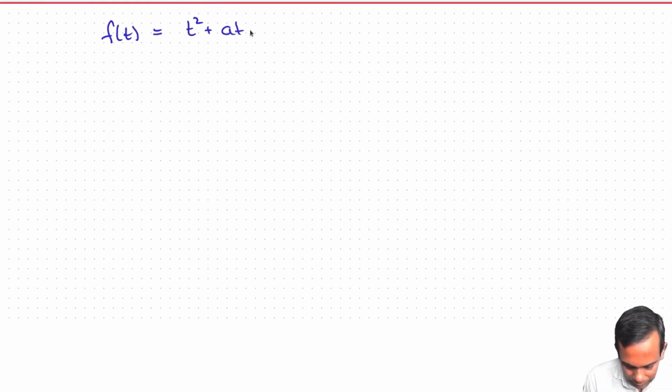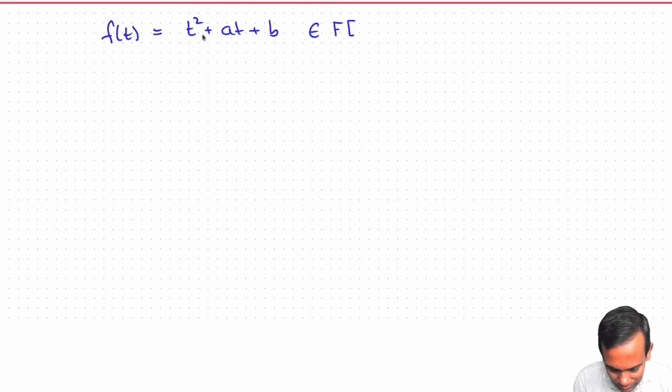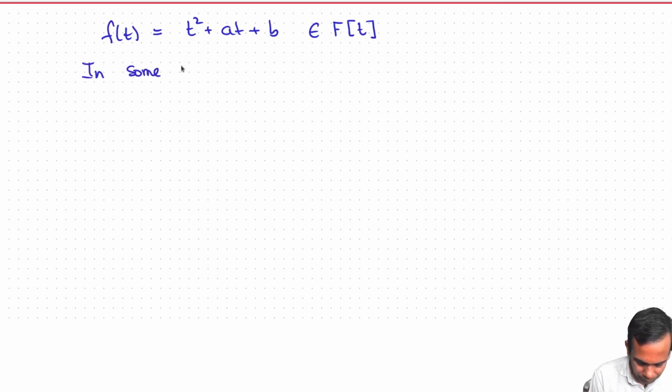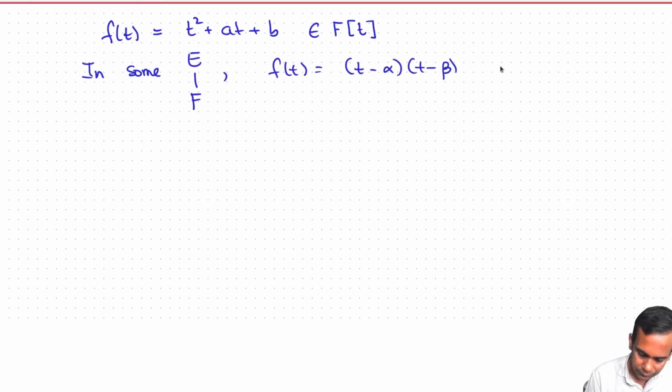But let's ask, suppose we have a polynomial f(t) equals t squared plus at plus b. We could have taken at squared plus bt plus c, but it doesn't really matter because scalars are units, so we can just take a monic polynomial belonging to F[t]. F is any field whatsoever. Now, in some extension E, we have f(t) is (t minus alpha)(t minus beta). So alpha, beta belong to E.